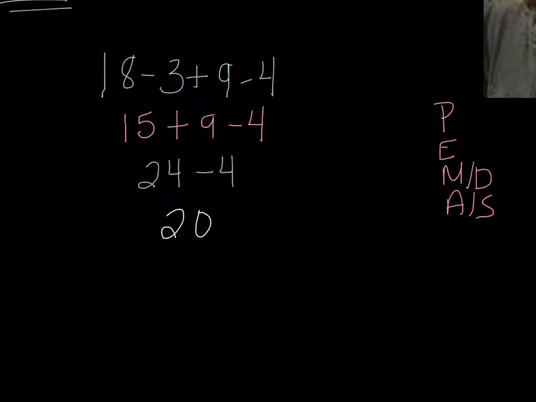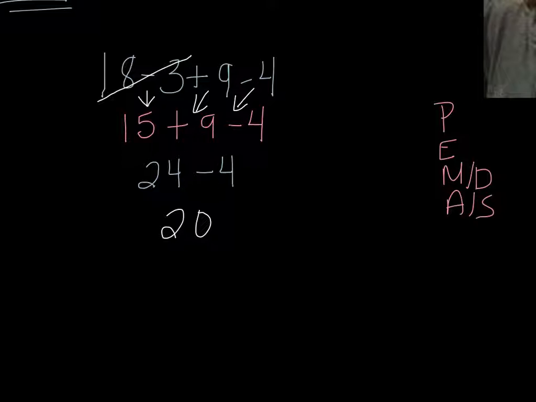The answer here is 20, and we'll go back step by step. I look at my order of operations. All I have here are addition and subtraction symbols and no parentheses. That means that I have to apply the order of operations looking at addition and subtraction, whichever comes first in the problem. So in this situation, I have subtraction first. So I start with 18 minus 3. That gave me 15.